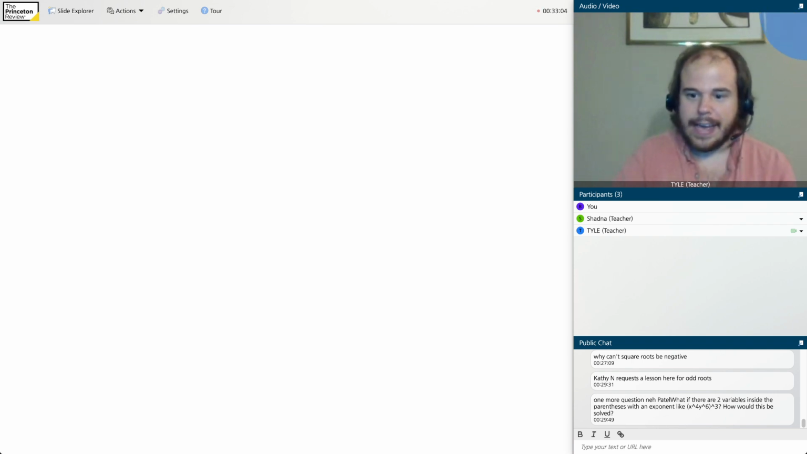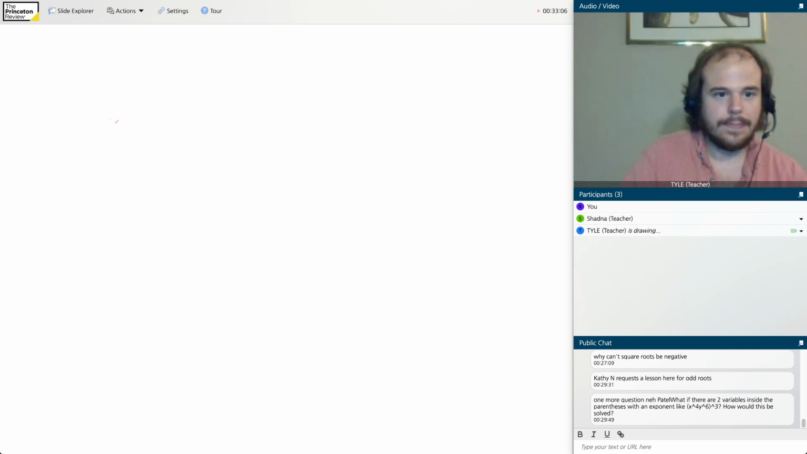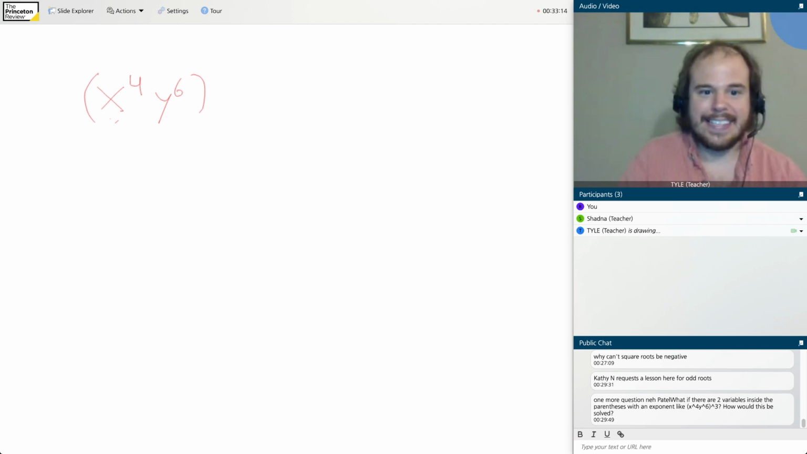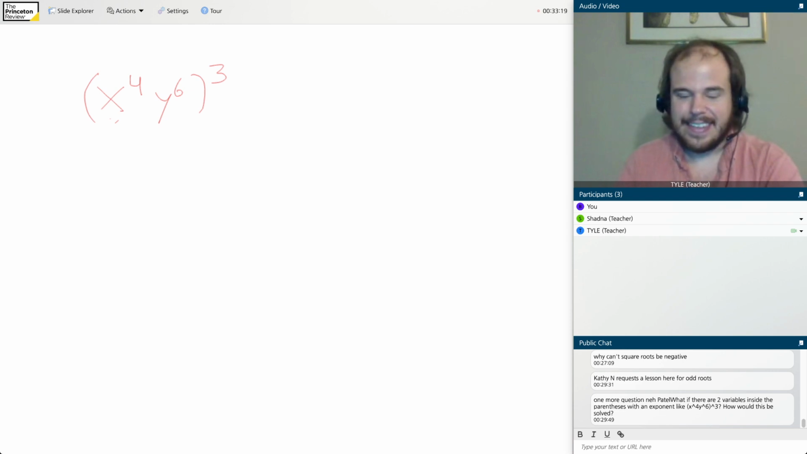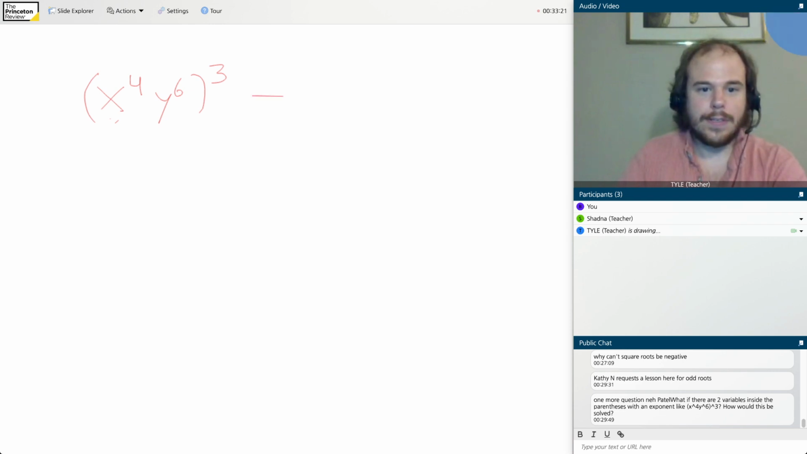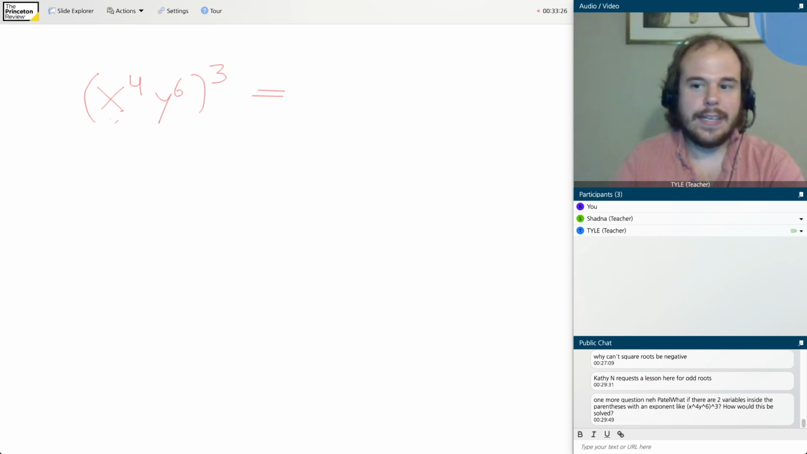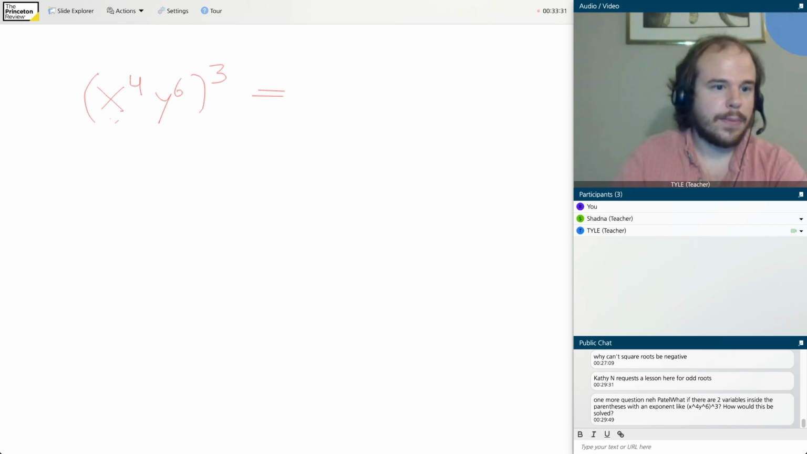So like, what if we had x to the fourth? So Patel asks, what if you have x to the fourth, y to the sixth, all raised to some power like this? How would this be solved? It's a great question. I think that's what was being asked. If it was copied over, right? So we need to apply the third power to both terms. So this cube, in other words, this cube has to be applied both to x to the fourth and to y to the sixth.